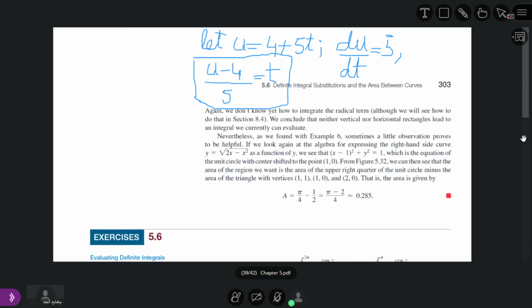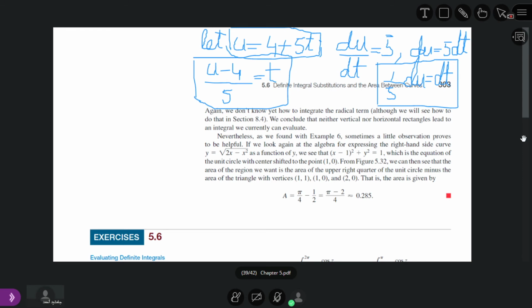We get here du equal to 5 dt. Now we divide both sides by 5. So 1 by 5 du equal to dt. So now the value of dt we find out. The value of t we find out. The value of 4 plus 5t we find out, it is equal to u.